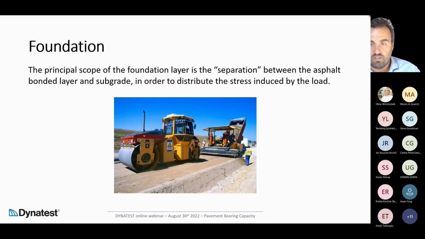What is the foundation? The foundation is the material placed between the subgrade and the asphalt concrete in a flexible pavement. The foundation layer is the separation between asphalt and subgrade. The main target for this specific layer is to distribute the stress induced by the load. So it creates a separation that provides enough thickness to distribute the stress, in order to reach a level on top of the subgrade that is reduced enough to be supported by the subgrade.